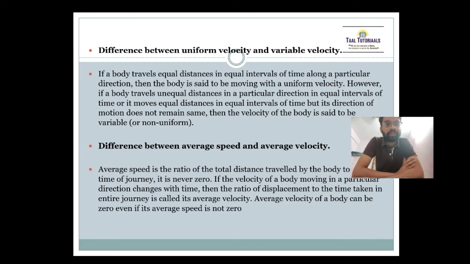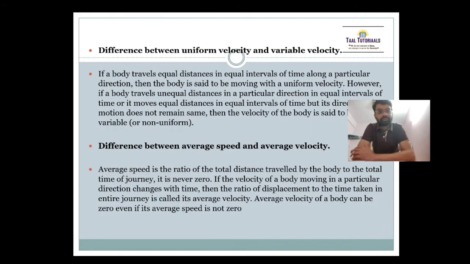What is the difference between average speed and average velocity? Average speed is the ratio of the total distance traveled by the body to the total time of the journey, which is never 0. If the velocity of the body moving in a particular direction changes with time, then the ratio of the displacement to the time taken in the entire journey is known as its average velocity. Average velocity of a body can be 0 even if its average speed is not 0.